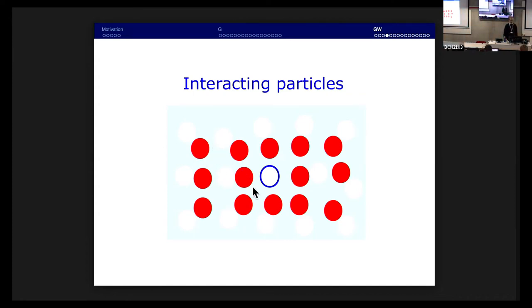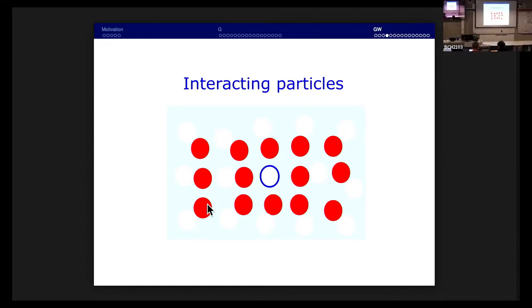So the effect of the presence of a positive charge is the reaction of all the other electrons. The other electrons get excited, and they create electron hole pairs because they get displaced from the position that they were occupying. All this is called polarization.